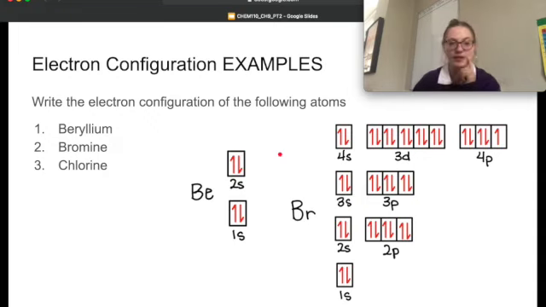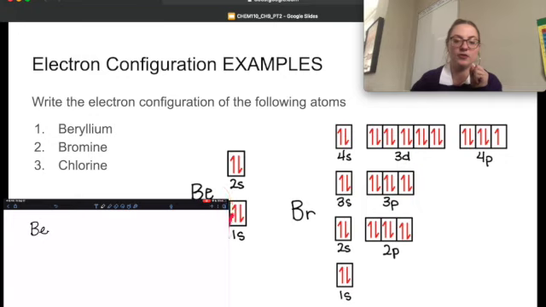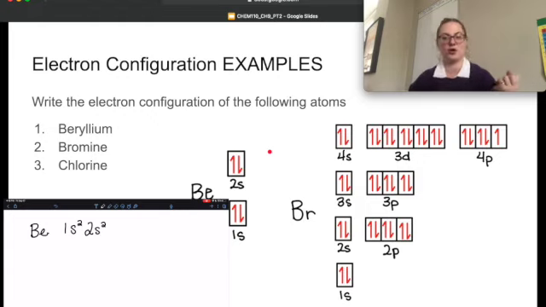So this is the electron configuration for beryllium. If I'm using that orbital diagram I see on the screen, I can see that this is the 1s orbital and the 2s orbital. The 1s orbital has 2 electrons in it, and the 2s orbital has 2 electrons in it. That's pretty straightforward. So it's 1s2, 2s2.